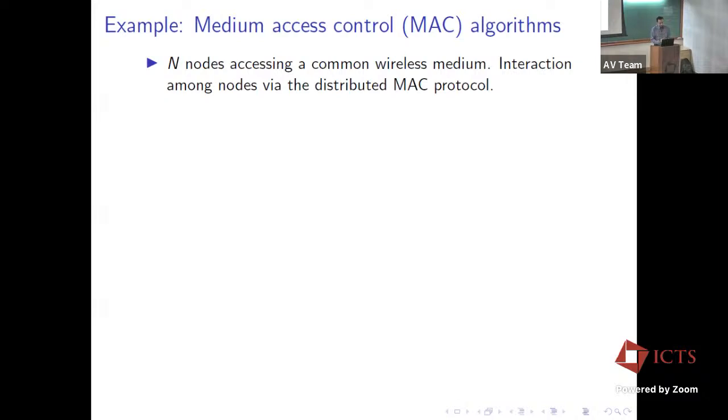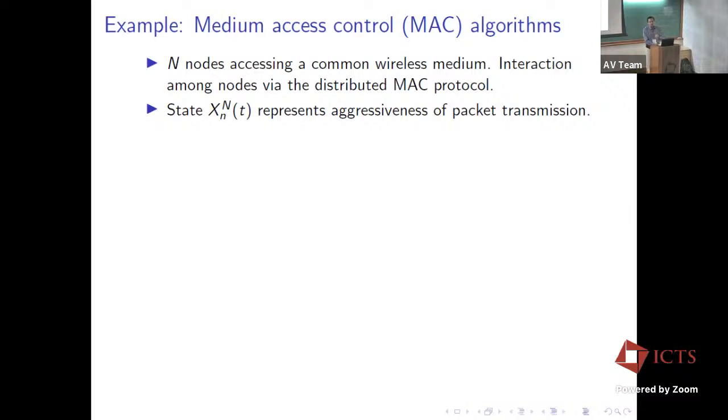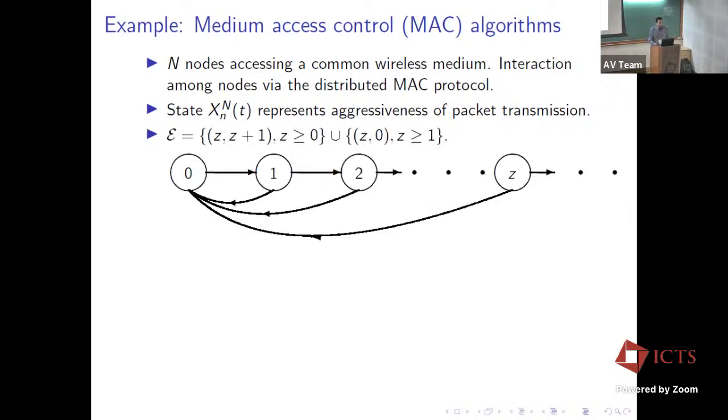Where did I come to this particular problem from? So we were modeling interactions in a wireless local area network where there is medium access control. There are n nodes which are accessing a common wireless medium, and there is interaction across these nodes via the distributed, what is called the medium access control protocol. The state xn of t of a particular node represents the aggressiveness with which this particular node will be transmitting its head of the line packet.